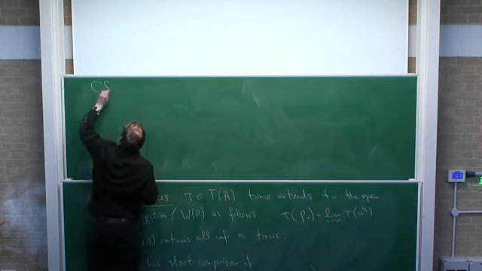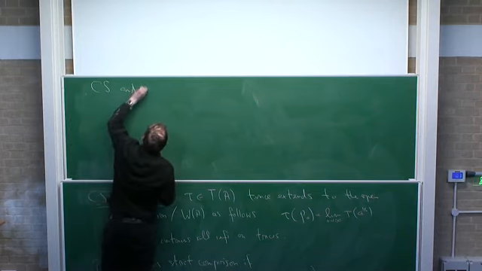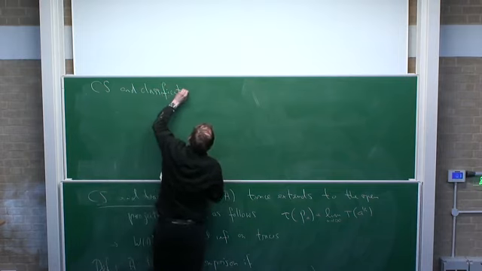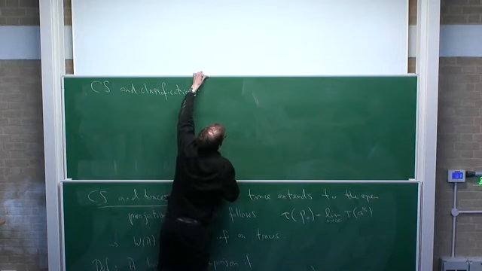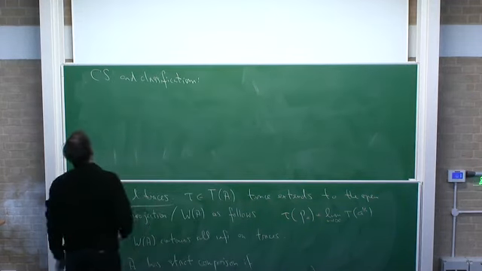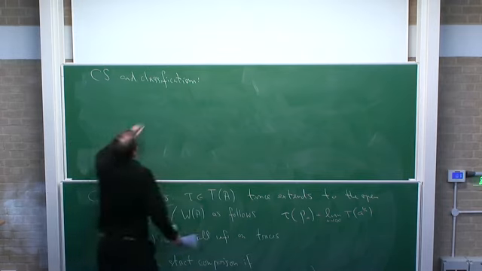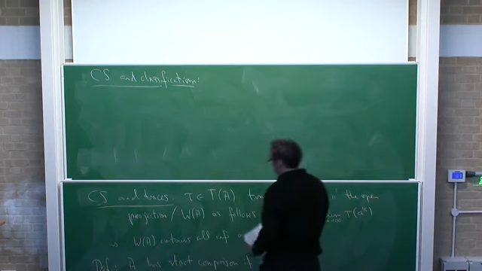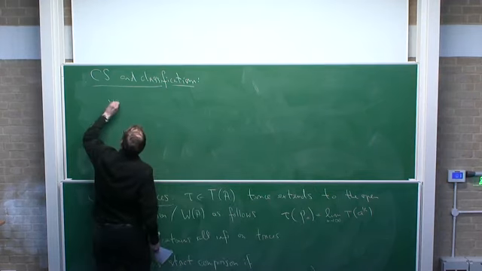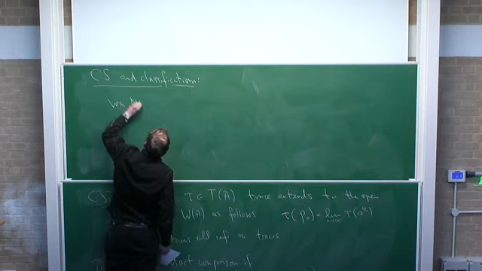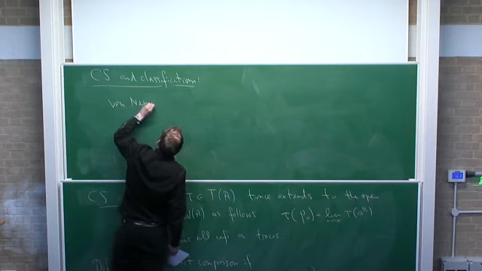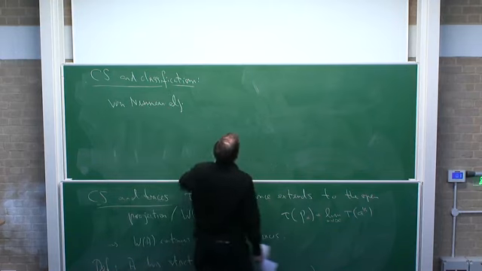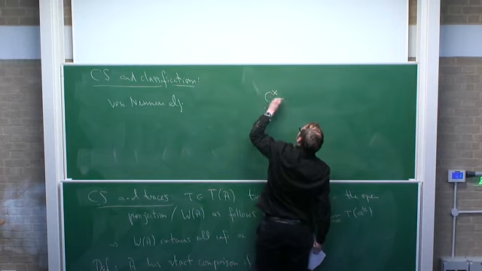The Cuntz semigroup and classification. An overview about classification. Well, it really can be seen in analogy of classification for von Neumann algebras. So here on the one side we have von Neumann algebras, and on the other side we have C-star algebras.